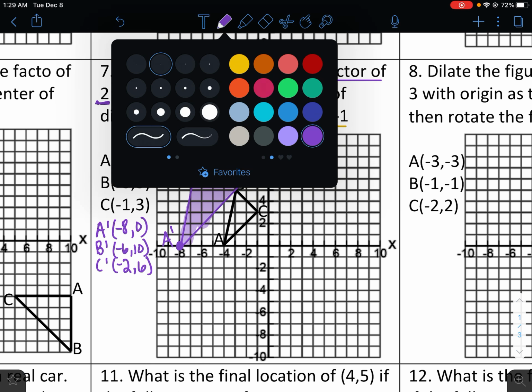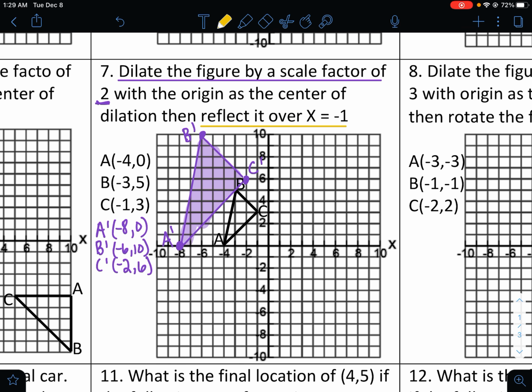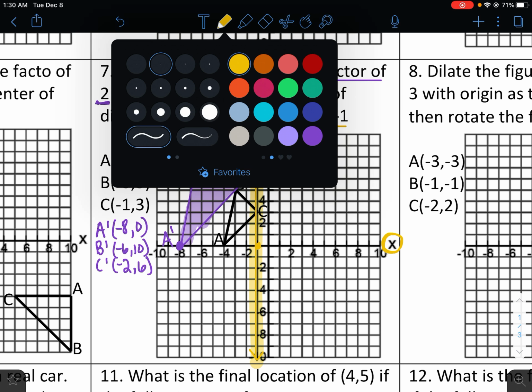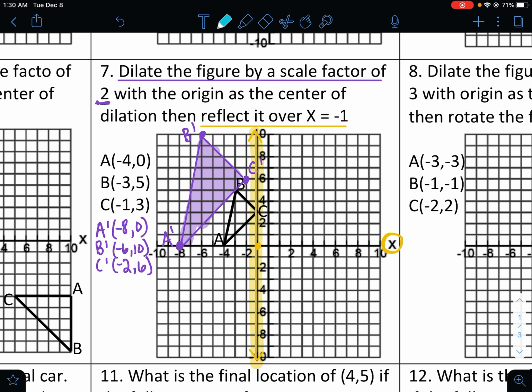Okay. So the second transformation says we need to reflect over x equals negative 1. So don't forget, when you see a variable equals a number as a line, so we have x, we're looking at the x-axis, we need to find negative 1, and then just draw a line through it. And that's how you graph that. Okay, so there's my line of reflection. Let me go ahead and highlight it. It's kind of hard to see. So we're just going to take this A prime, B prime, C prime, and reflect it across that line. So I'm going to use a different color again. I'm going to use blue.